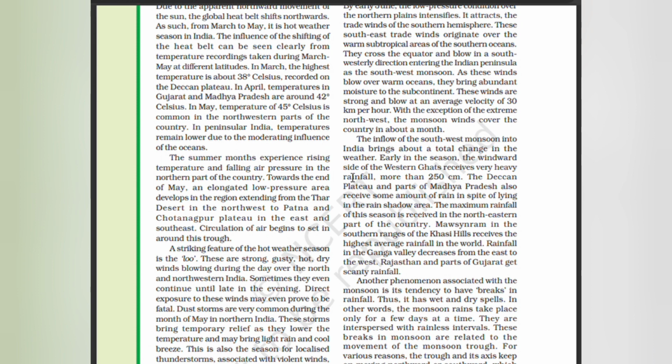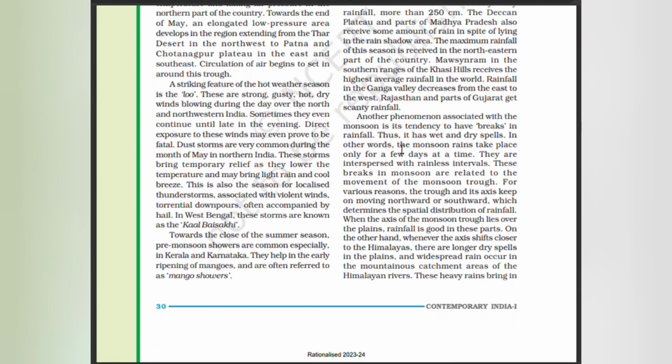Early in the season, the windward side of the Western Ghats receives very high rainfall, more than 250 cm. The Deccan Plateau and parts of Madhya Pradesh also receive some amount of rain in spite of lying in the rain shadow area. Maximum rainfall of this season is received in the northeastern part of the country. Mawsynram in the southern region of the Khasi Hills receives the highest average rainfall in the world. Rainfall in the Ganga Valley decreases from the east to the west. Rajasthan and parts of Gujarat get scanty rainfall.